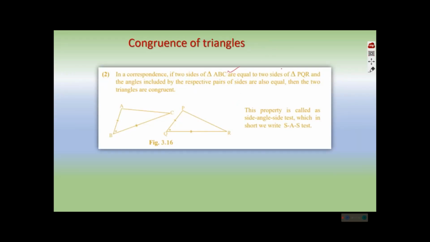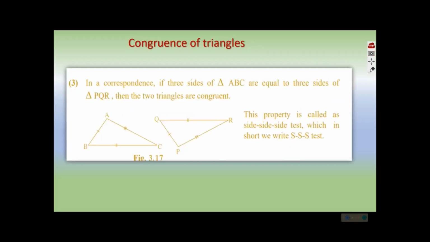Correspondence of two other triangles, triangle ABC and triangle PQR, will be congruent again in another situation. This property where this side is congruent to this side, and the angle between those two sides. This type of congruence is called SAS test, where two sides of triangle ABC and PQR are congruent and the angle included by the respective pairs, उन दोनों साइड के बीच के एंगल कॉन्ग्रुएंट है, तो हम बोलेंगे by SAS test these two triangles are congruent, एक दूसरे का कॉपी है.